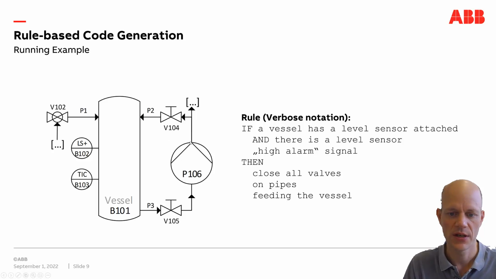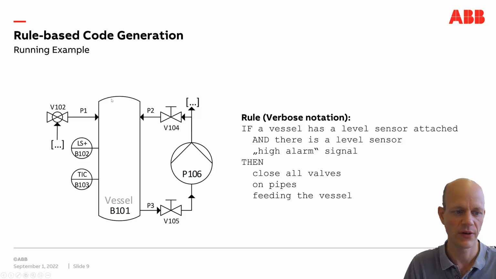Now, an automation engineer has a rule in his head saying, if a vessel has a level sensor attached, so for example, here we have a vessel, it has a level sensor attached, and there's a level sensor high alarm signal. So if this sensor signals, okay, the level in the tank is too high and the tank is about to overflow, then close all the valves on pipes feeding the vessel. So this is kind of a safety function. We call it an interlock, which interlocks the level sensor readings with the valves that are feeding the tank. And this kicks in if something malfunctions, if there's too high level, and then these valves are closed.